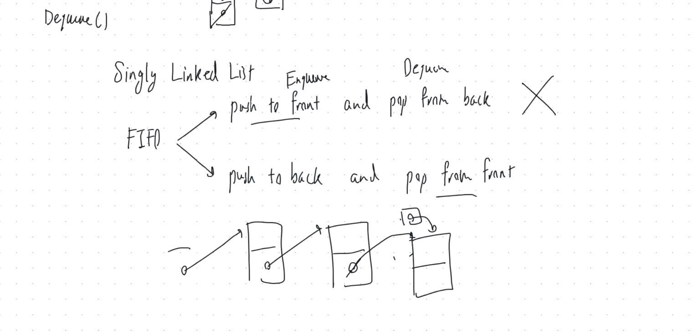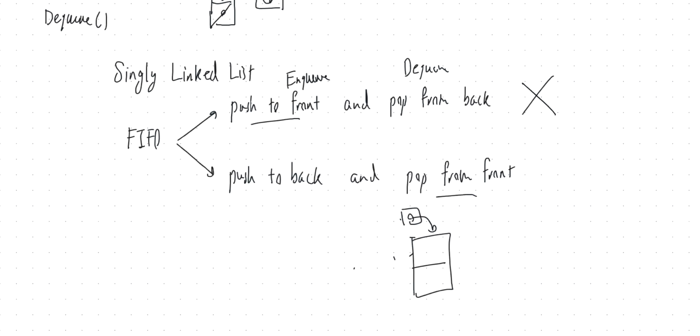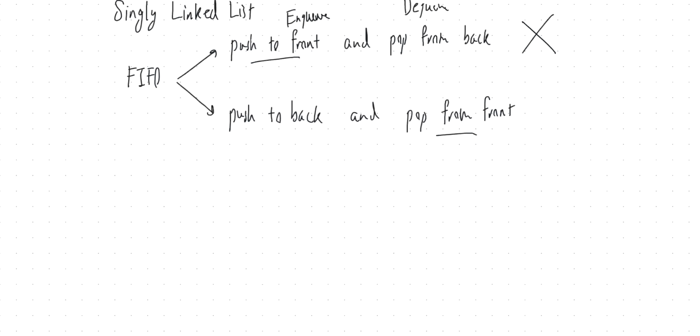If you want to use a singly linked list to implement a queue, first of all, your singly linked list must have a tail pointer, and also your NQ will be push back and your DQ will be pop front. So this is your NQ and this is your DQ. Otherwise, you don't get constant time for your operations. And if you do this, all operations are constant time, or order one time.